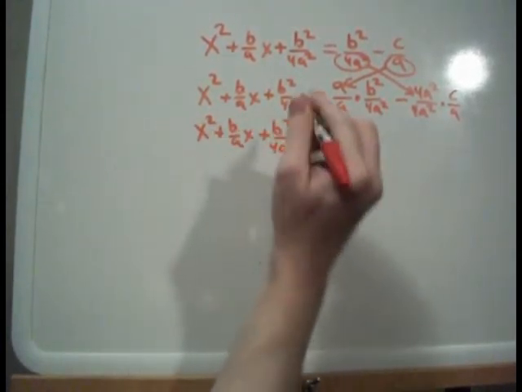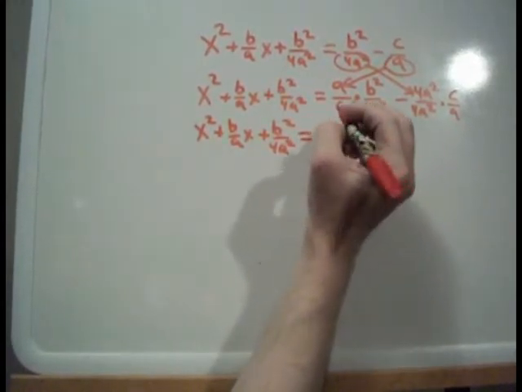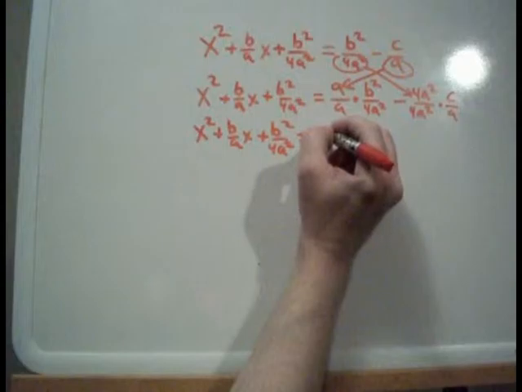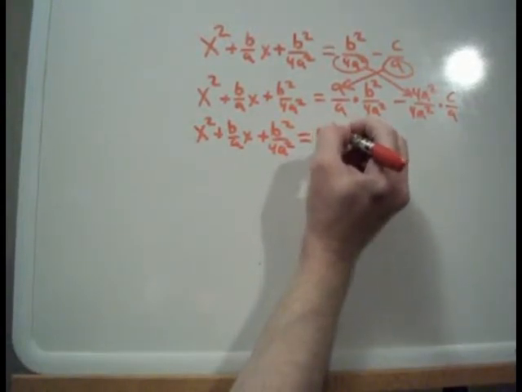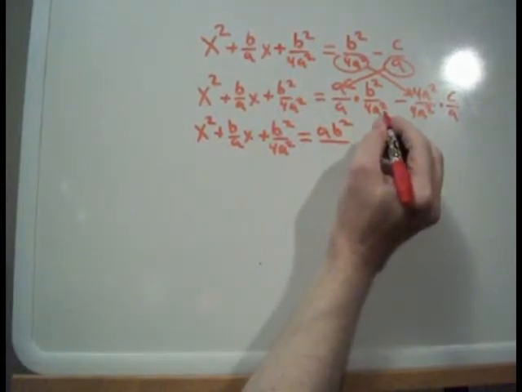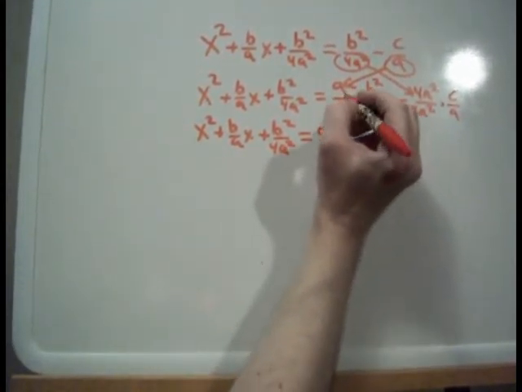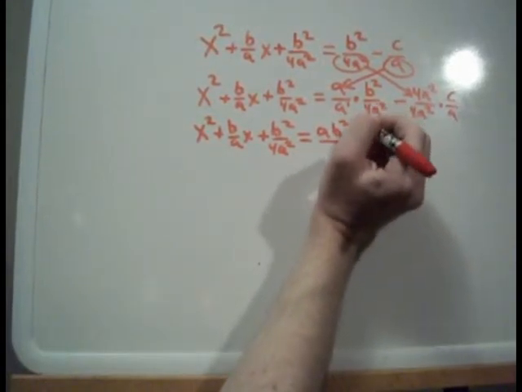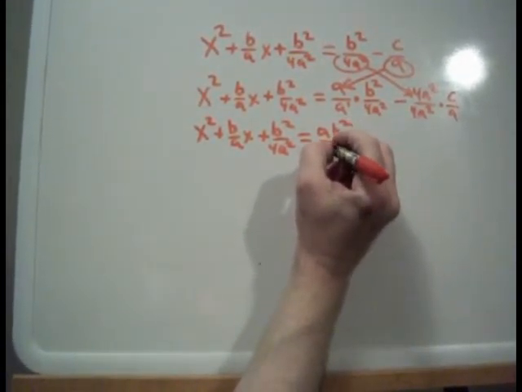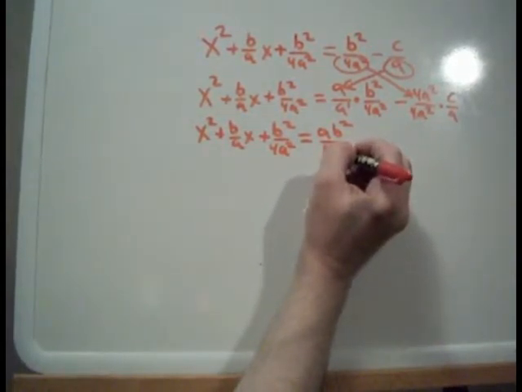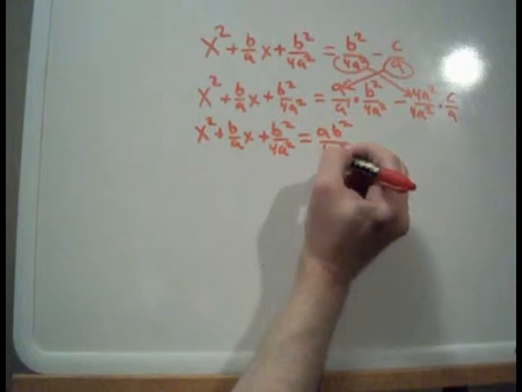As you can see here, nothing changed on this side. However, what is a times b squared? Well, that's going to be ab squared. What is 4a squared times a? Okay, this is a to the first power. A to the first power plus a to the second power is going to be a to the third power. So now you have 4a to the third power. Okay, so now we have 4a3.